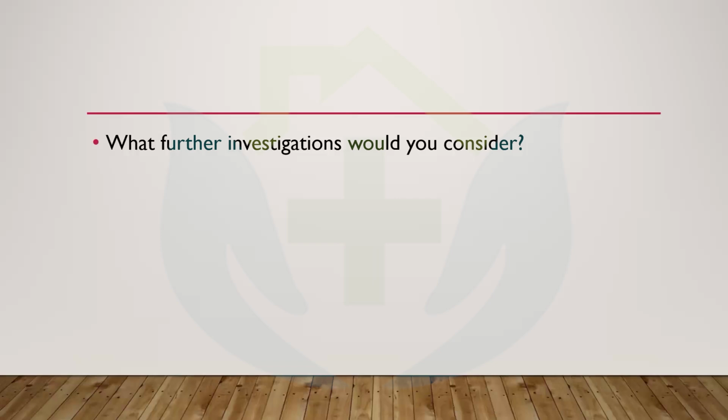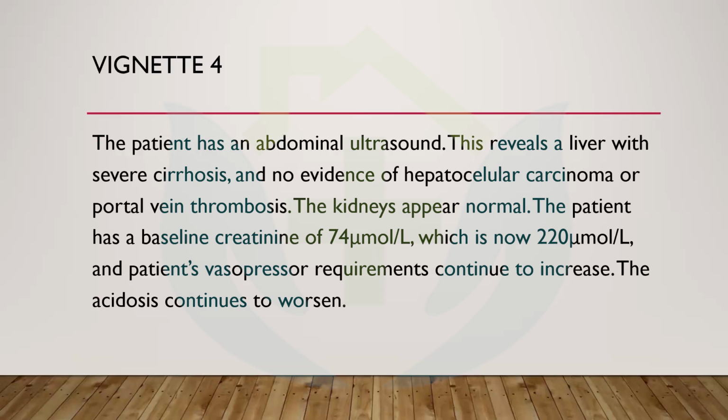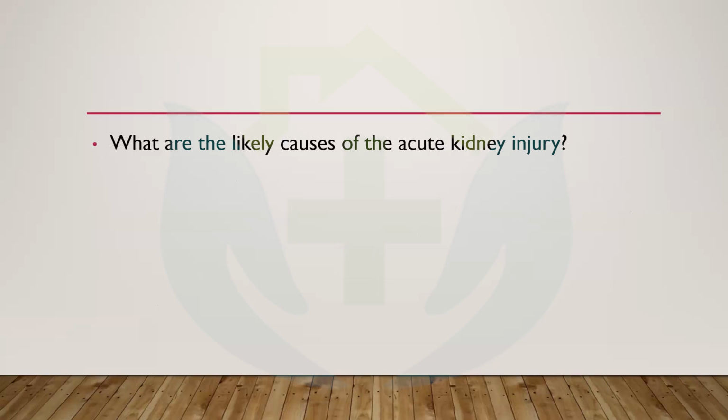Okay, okay. Now, the last minute, the patient has an abdominal ultrasound. This reveals a liver with a severe cirrhosis and no evidence of hepatocellular carcinoma or portal vein thrombosis. The kidneys appear to be normal. Patient has a baseline creatinine of 74 micromoles which is now 220. The patient's vasopressor requirements continue to increase. The acidosis continues to worsen.